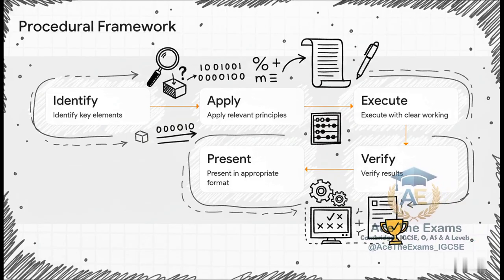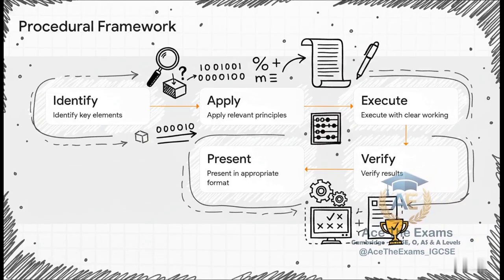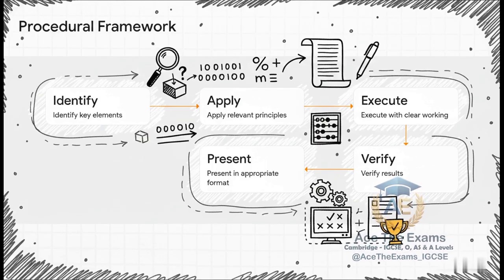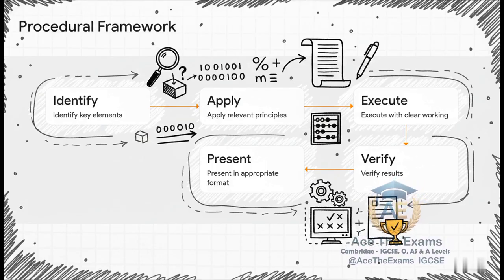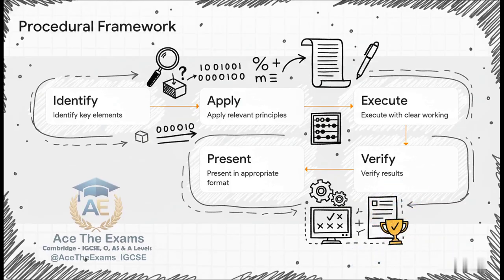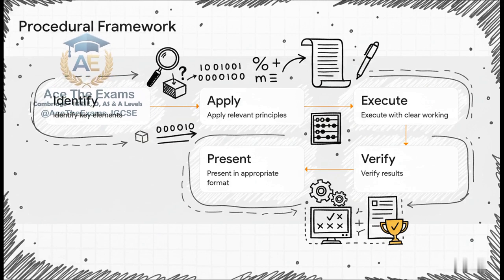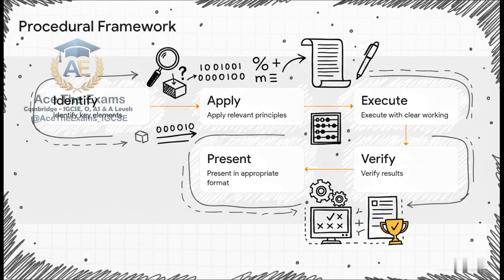Next, apply the modulo or addition principles. Step 4, execute your binary arithmetic with a perfectly clear paper trail. And finally, verify your final checksum byte and present it exactly how the prompt requested. Taking a breath and executing this exact sequence completely neutralizes the panic of an unfamiliar context. It's like having a cheat code.